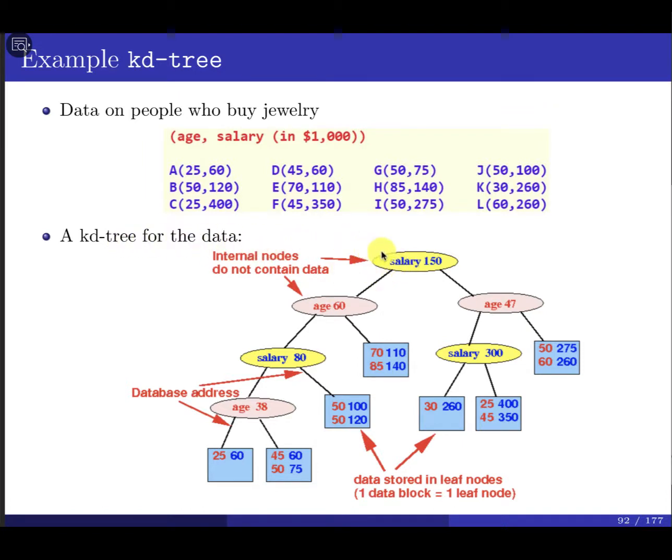So the first key is going to be the salary. All the data in the left subtree is going to be less than 150 for the salary, and the right subtree is going to be greater than that for the salary.